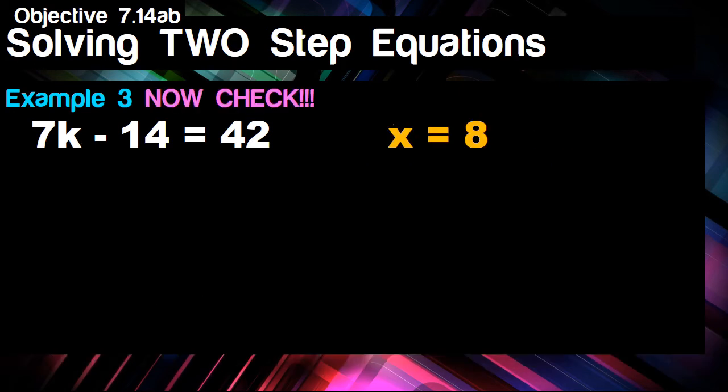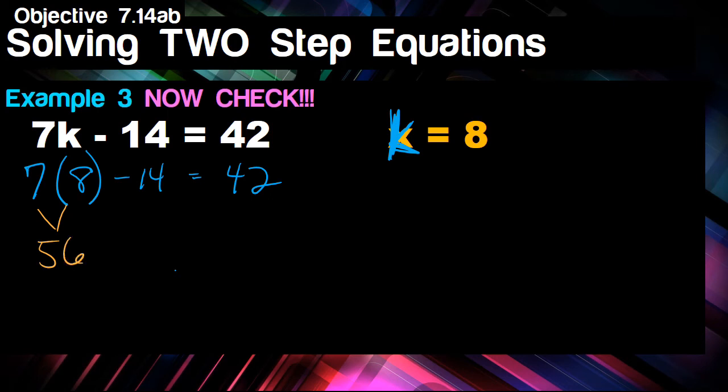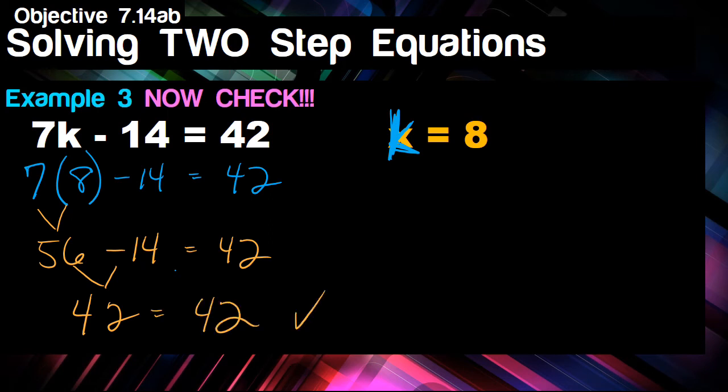So now let's go ahead and check our work here. We know that our variable should be k, not x. So k equals 8. Let's fill that in for k. If 7 times 8 minus 14 gives us 42, then in order to check, let's do some order of operations. 7 times 8 is 56, minus 14 equals 42. And when we do our math, the ones place is a 2, 5 minus 1 is 4. So 42 equals 42, so that checks out.